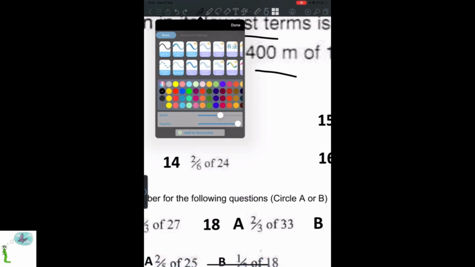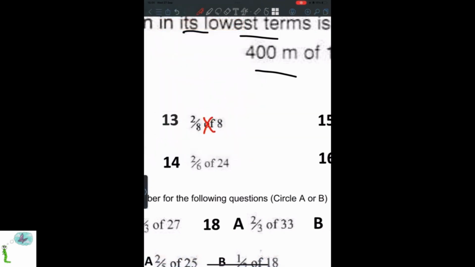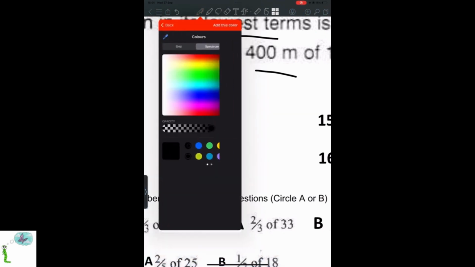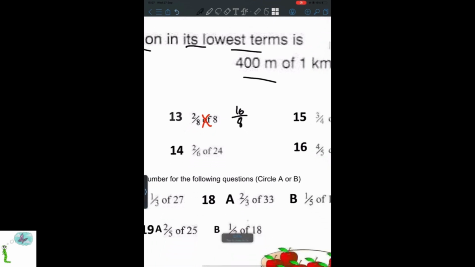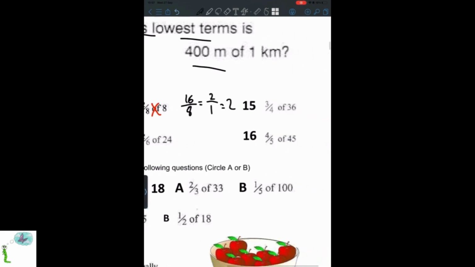Okay, question 13. Change it to a times because it's a fraction that has an of symbol, so you change it to a times. Bosh. 2 over 8 times 8 over 1. 16 over 8. Simplify that. What number goes into all of these? 8 goes into the top one 2 and 1, so it just equals 2.